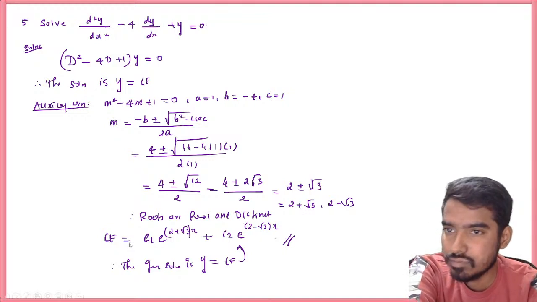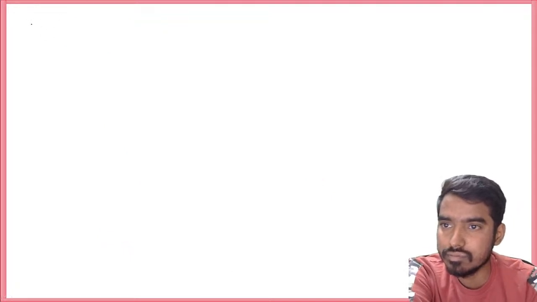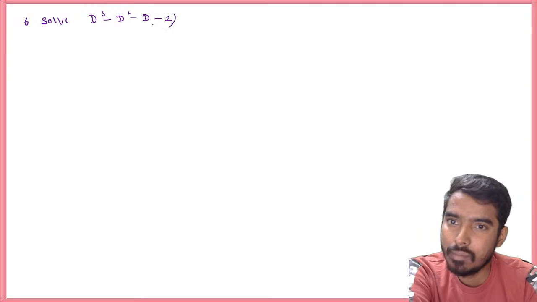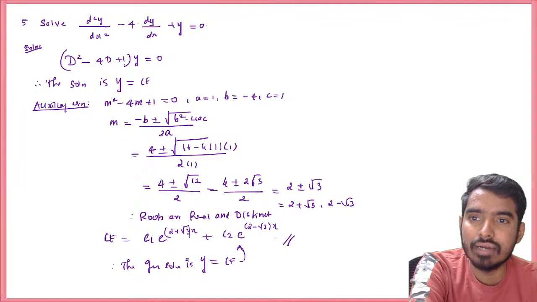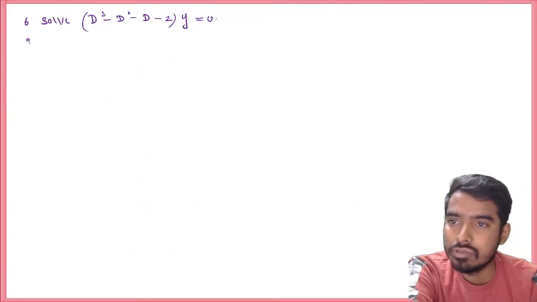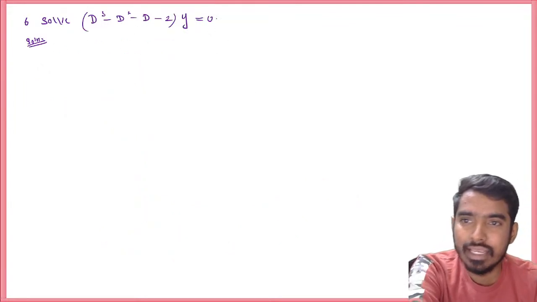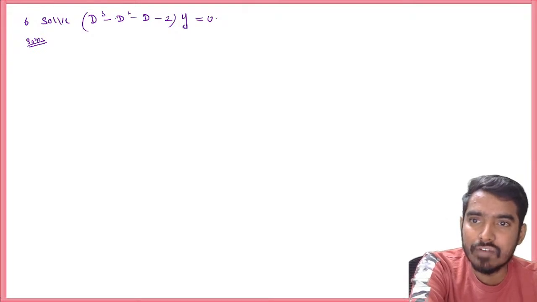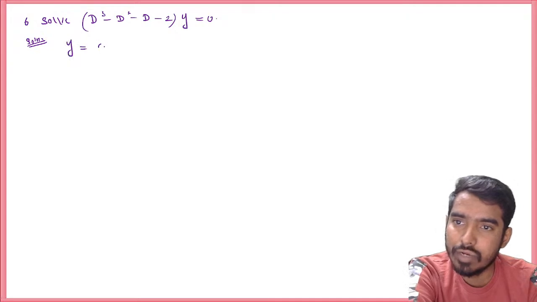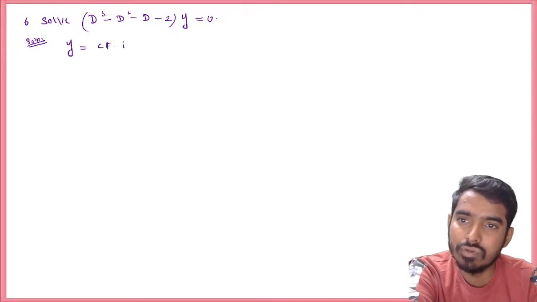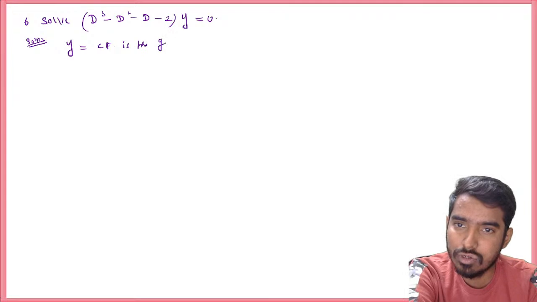Solve (D cube minus D square minus D minus 2) y is equal to 0, right? Usually they give like this, we'll convert to this, but they are given this directly. So in that case, we know this is a linear differential equation of constant coefficients and it is type 0. Therefore, the solution is given by y is equal to CF, the general solution.